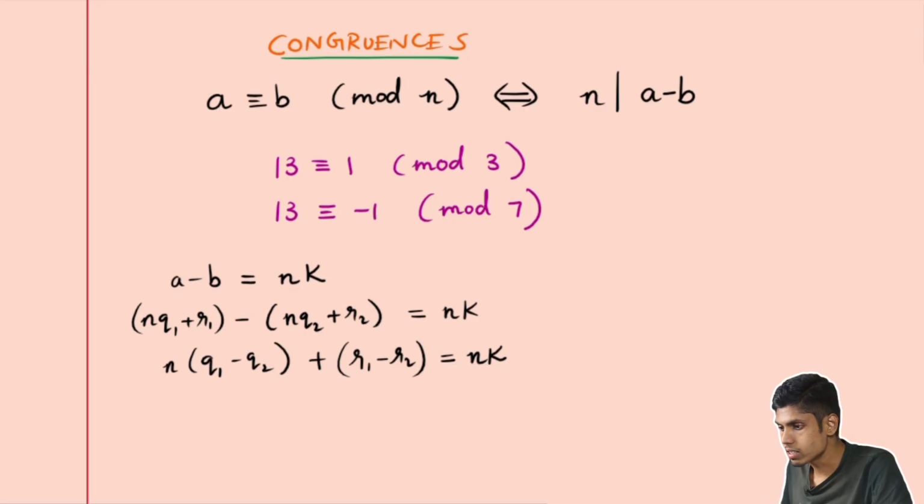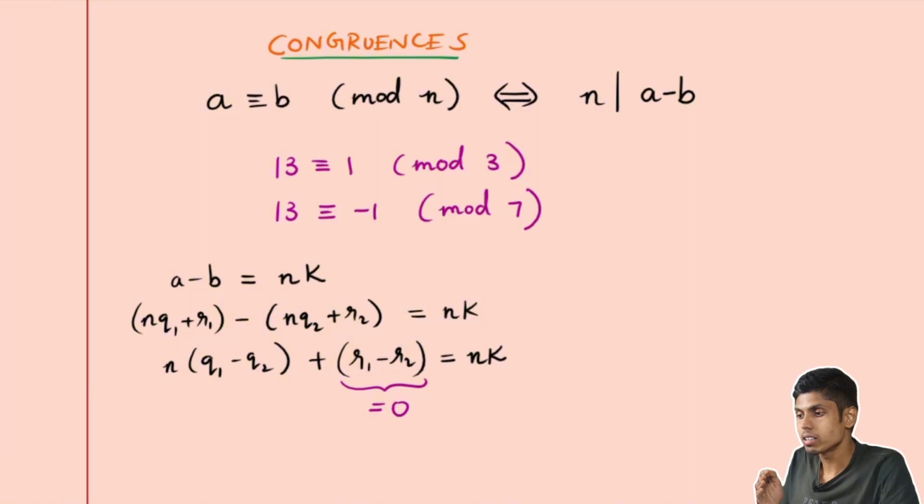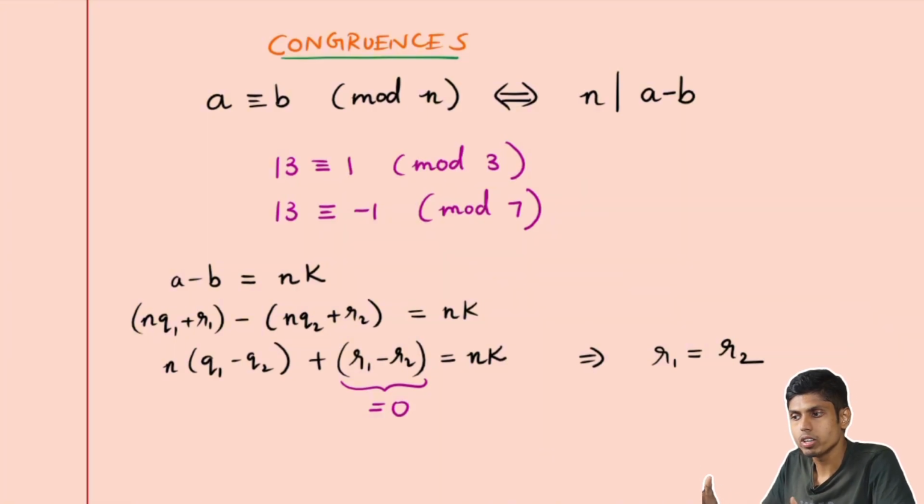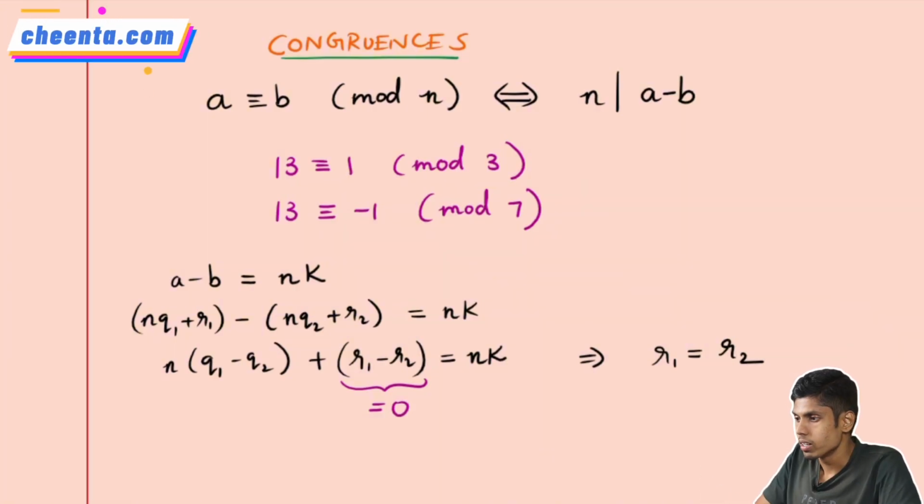Therefore, this difference r1 minus r2 must be divisible by n, and the difference must be 0 in fact, because it cannot be n or minus n. It is bounded by n and minus n. At most it can hold n minus 1, and at least it should hold negative of n minus 1. Therefore, the only number divisible by n will be 0, and hence we conclude that both remainders are equal. So this is something that we often use when we talk about congruences.